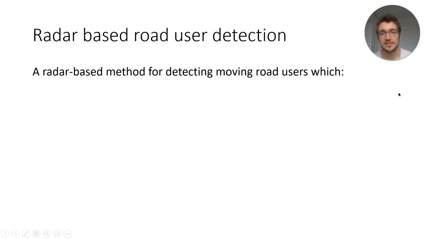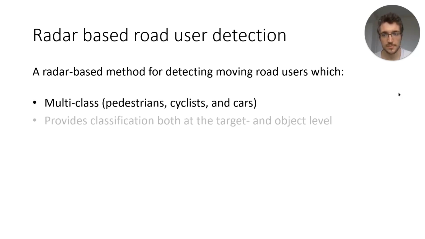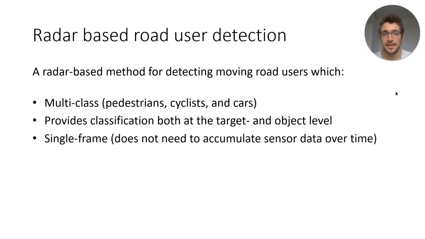Our paper presents a radar-based moving road user detection algorithm. The algorithm is multi-class. It detects pedestrians, cyclists, and cars. It is able to provide this classification information both for each target individually, so at the target level, and at an object level. And it is single frame, which means that it does not need to accumulate sensor data over time.